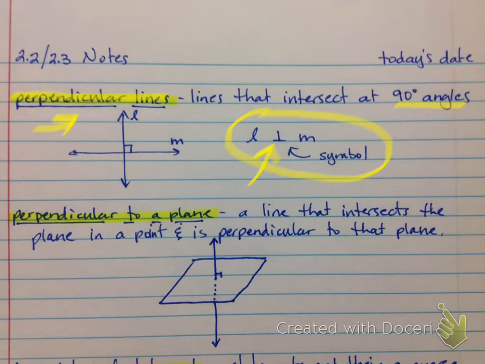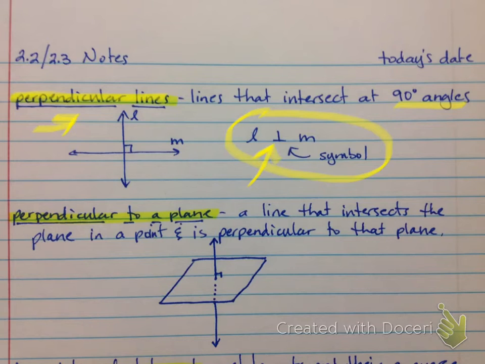The next thing we're going to talk about is perpendicular to a plane. If you want, you can pause the video and go ahead and write that down, and then turn the video back on and we'll discuss it. And if not, we can just continue on. Perpendicular to a plane is a line that intersects the plane in a point and is perpendicular to that plane.